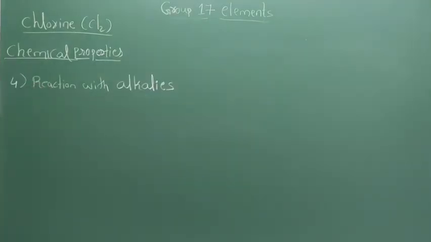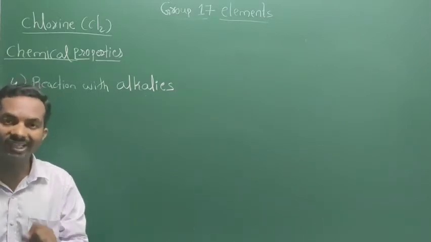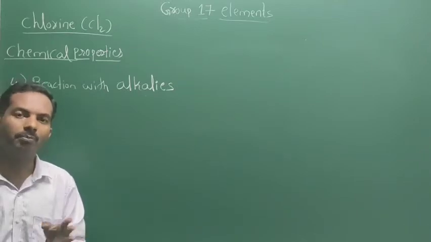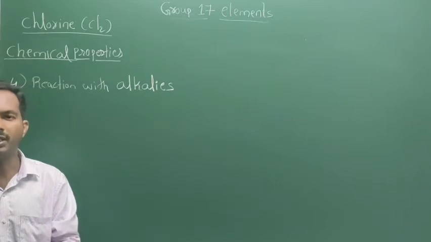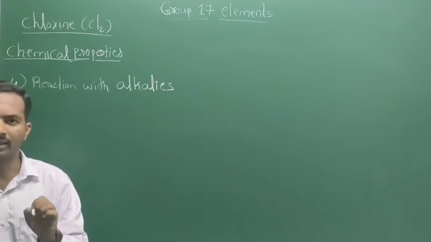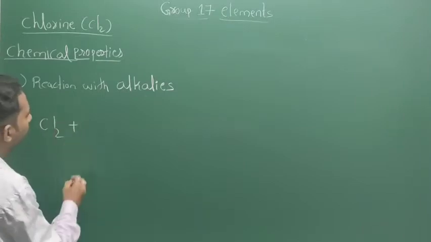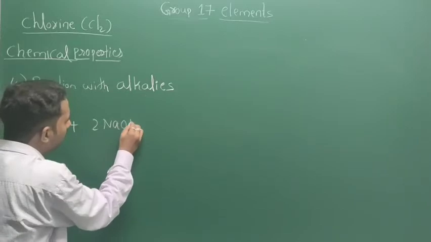So next one is reaction with alkali. Here chlorine reacts with cold dilute alkali like sodium hydroxide to form a mixture of sodium chloride with sodium hypochlorite.